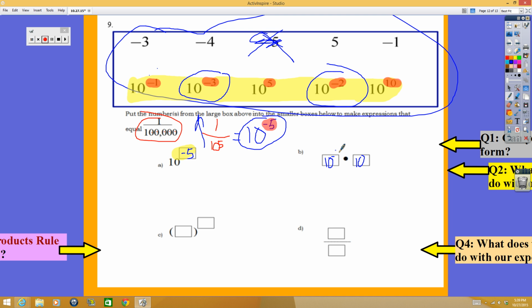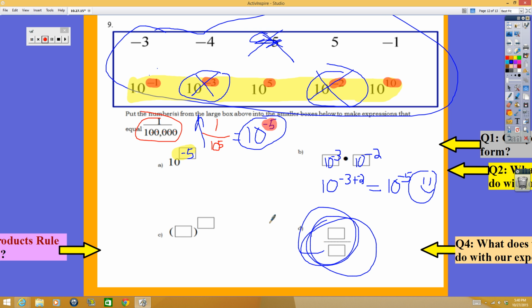If you do 10 to the negative 3 times 10 to the negative 2, you're going to have to add those exponents. Let me just double check my work. I always double check my work to make sure I'm right. Negative 3 plus negative 2 is negative 5. So they're correct. Let me cross them out. I don't have to use them anymore. Just a word to the wise: if I were you, I would do this division one first before this.